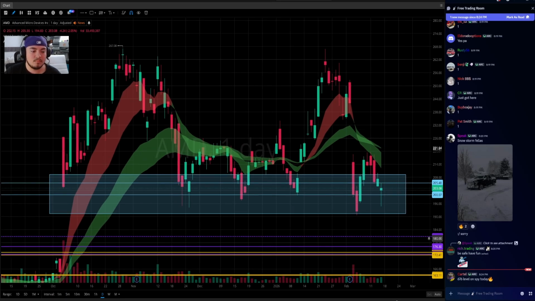So even today, we see how this candle closed. At one point, we were all the way down at 194. And we closed sitting right at 203. So that's a $9 move up. $9 price swing intraday for us as options traders.